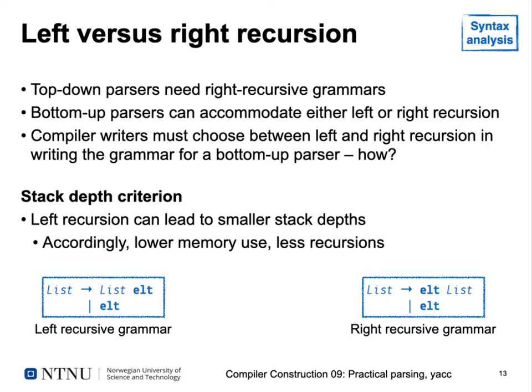So how can a compiler writer actually decide if he or she wants to use left or right recursion? Now, one identifying criterion might be the stack depth. So if you use left recursion, this could lead to smaller stack depth. And if you have a memory constrained device, for example, you would have lower memory use, you would have fewer recursions here. So a left recursive grammar like list resolves to either list and some element, or just a single element here, would be easier on the stack and on your memory consumption, whereas a right recursive grammar would need to go through all of the elements and then finally remove all that stuff until we have resolved this to a list.